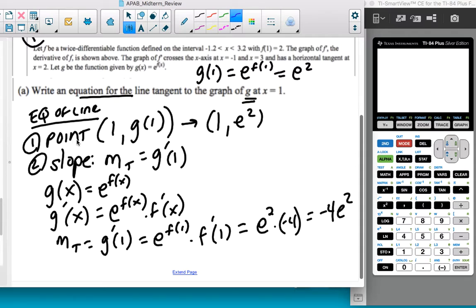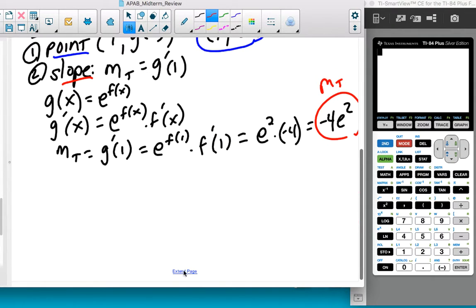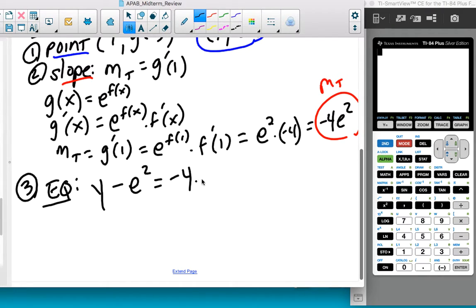So I now have a point, and I have a slope. That's my tangent slope. So now I need to write my equation. The third thing I'm going to have to do is put together that equation: y minus the y value equals m times x minus the x value.